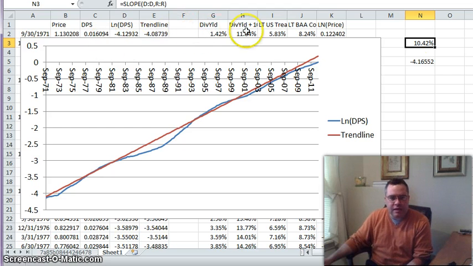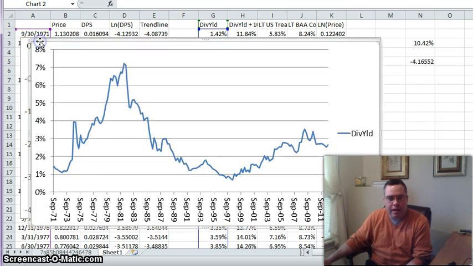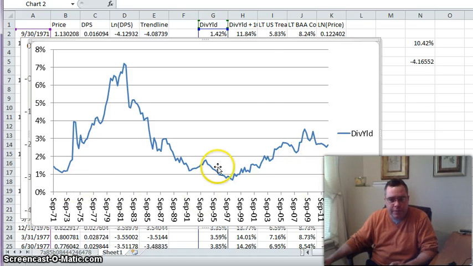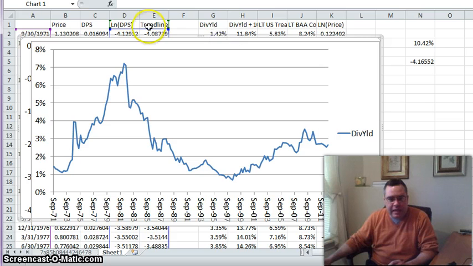But then given that dividend growth, we can go over here and calculate some expected returns on Coke over that time. I have a second chart here which has the dividend yield over that time period. All I've done is, if you look up in my cells up here, I've divided the dividend per year by the price per year in each case.